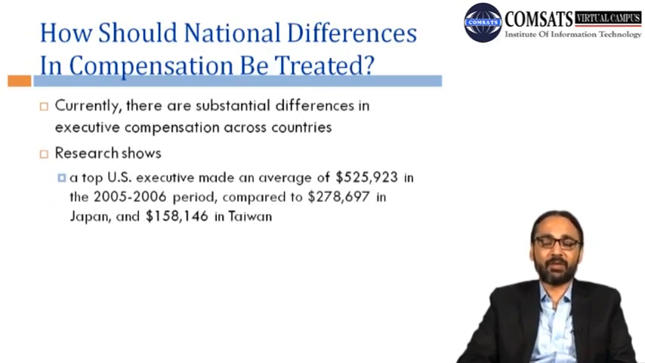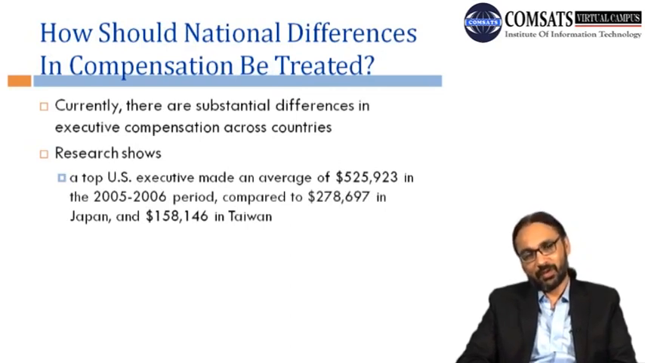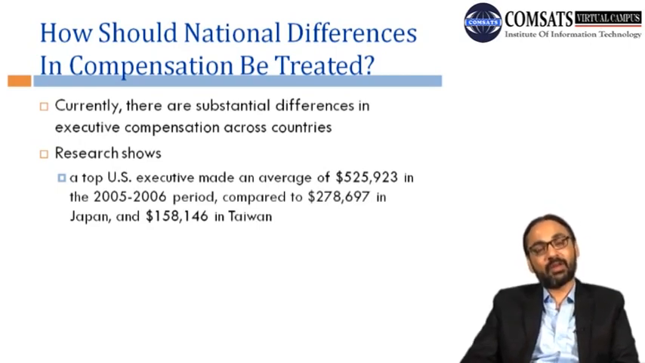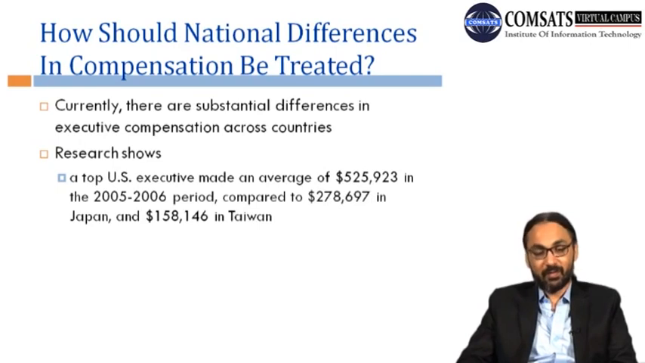Currently, there are substantial differences in executive compensation across countries. Across countries, there is a huge difference in compensation packages. Research shows that a top US executive made an average of $525,923 in the 2005-06 period, compared to about half of that amount in Japan and a quarter of the amount in Taiwan. That means that US executives are compensated with high figures.